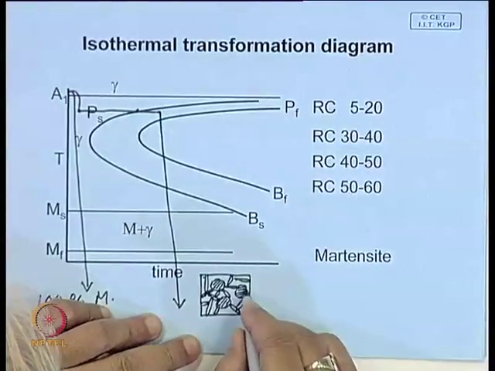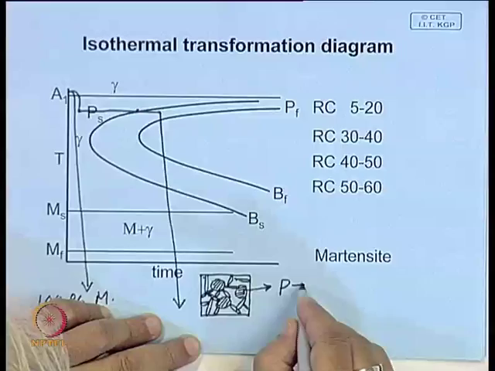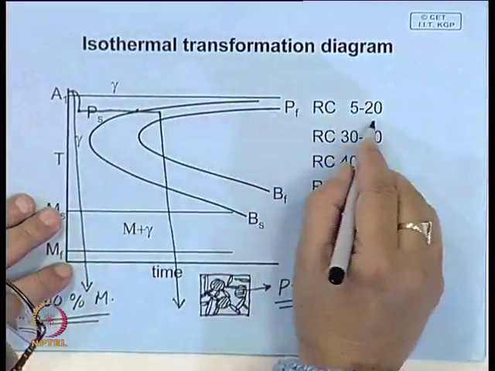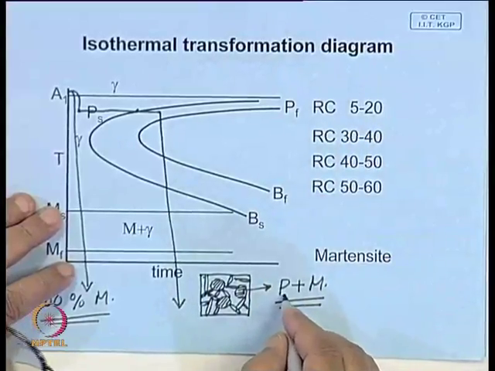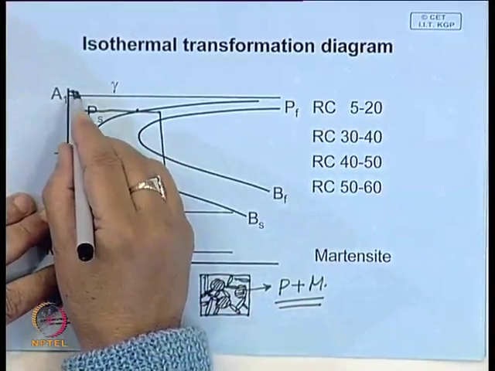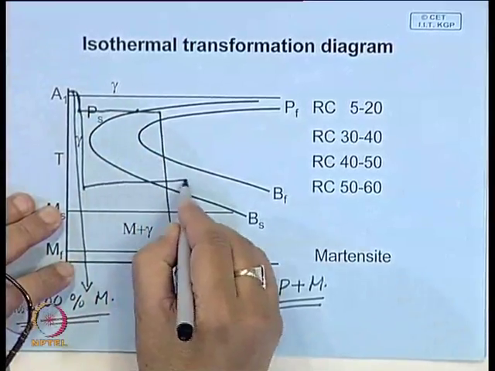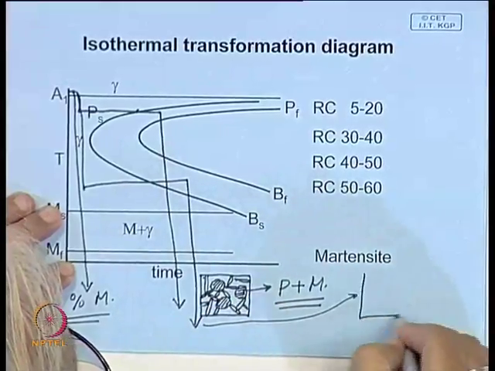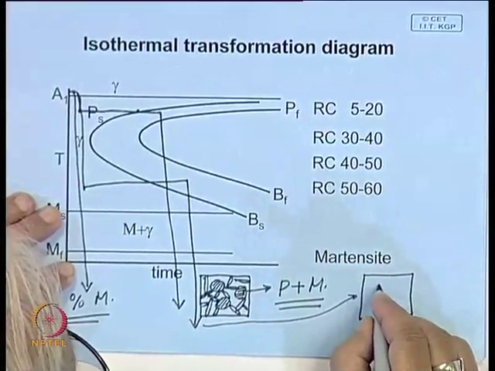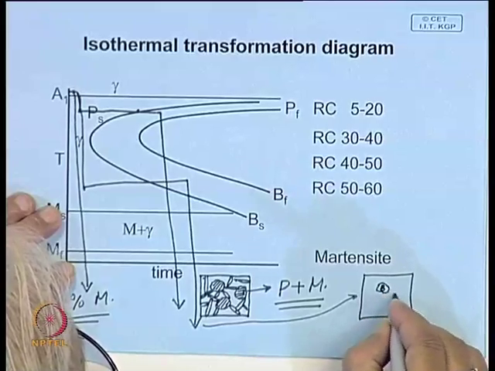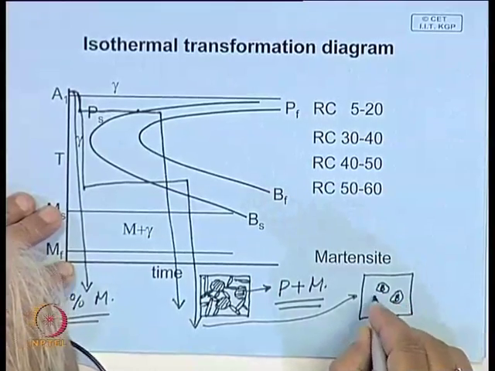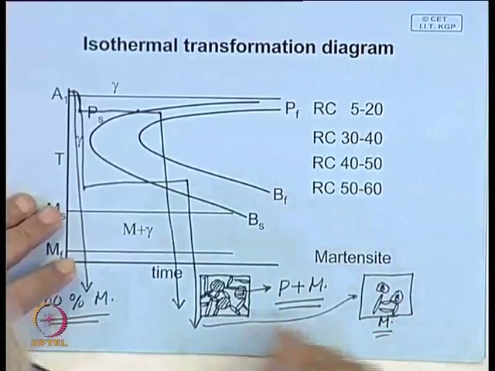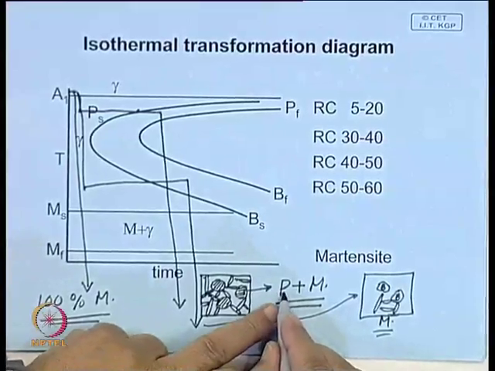So the structure you have in between is a pearlite plus martensite structure, and depending on the temperature, it can be coarse pearlite or fine pearlite. Similarly, if you quench something here, hold it and from here you quench, the structure will be similar. You have colonies of bainite forming and the rest will convert into martensite. So the structure is a mixture of bainite and martensite.